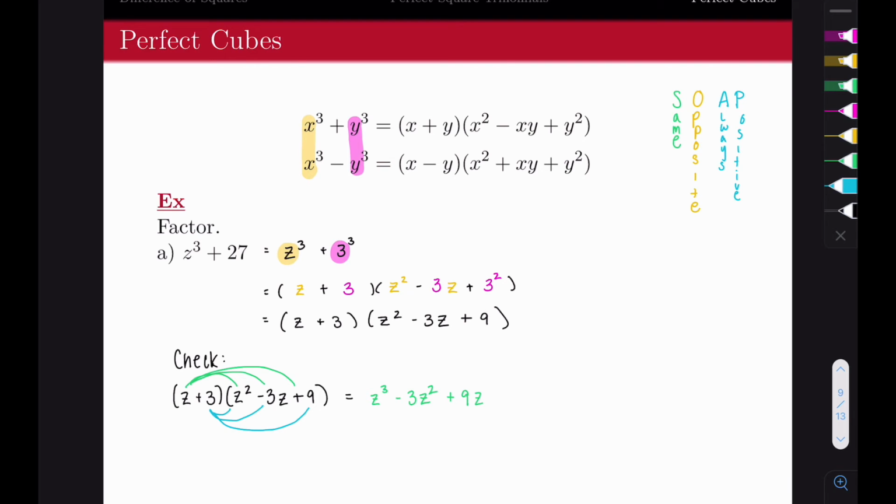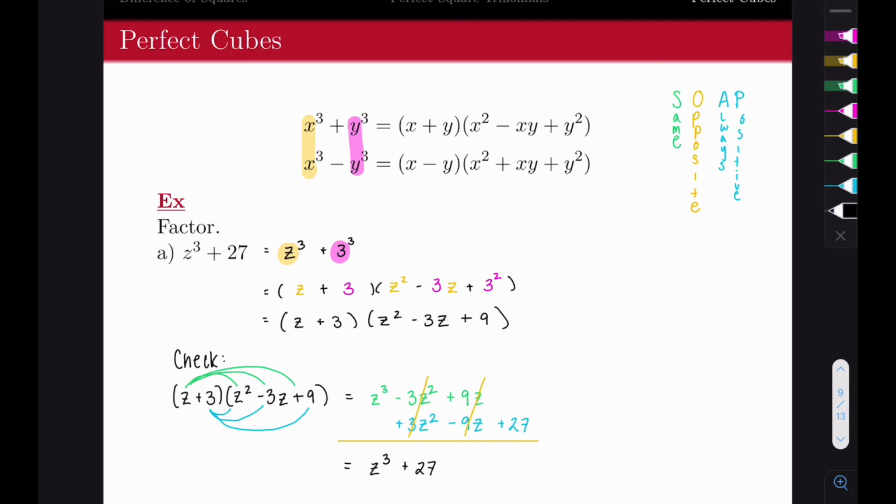So 3 times z squared gives us positive 3z squared. 3 and negative 3z is negative 9z. Positive 3 and positive 9 gives us positive 27. So if we add these together, the z squareds cancel and the z's cancel. And this condenses exactly to what we want, which is z to the 3rd plus 27.